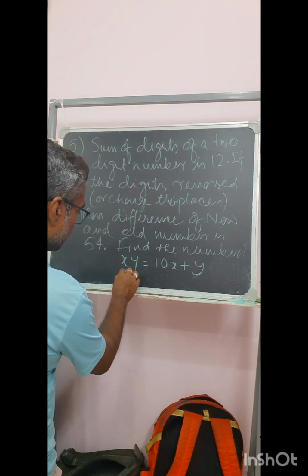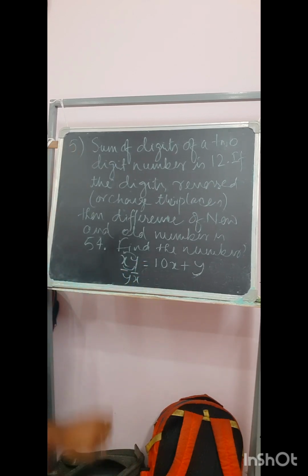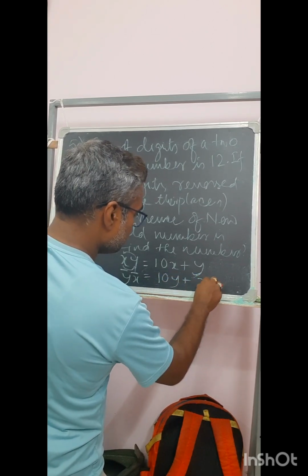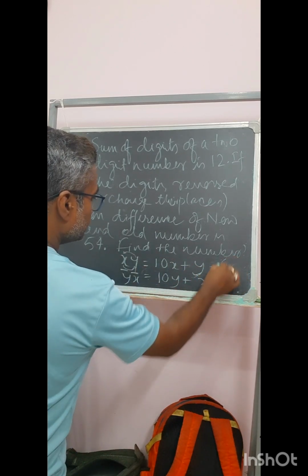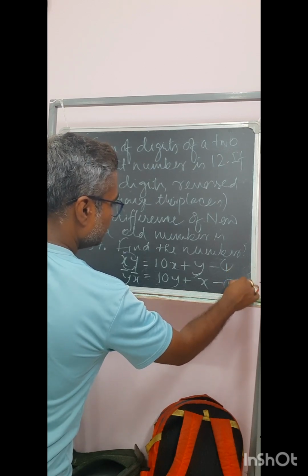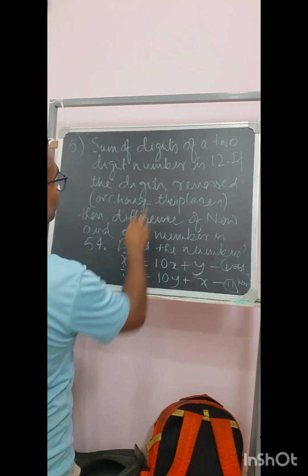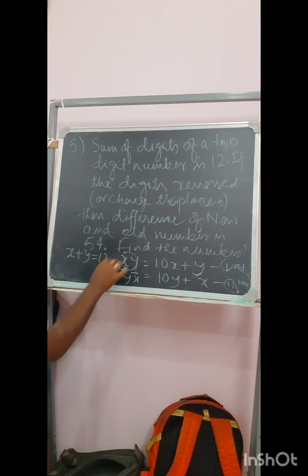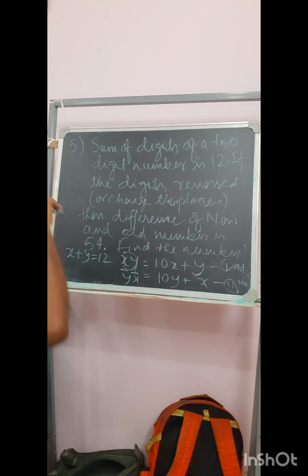Now if I reverse it, I will swap the positions of y and x. So the new number will be this: 10y plus x. So this was the first number, this was the second number. That means I can say this is the new number and this is the old number. Now the condition is that for the first case, if I add the digits, x plus y will be 12. There may be any combination making 12; 12 may be 1 and 11, 2 and 10, this way.